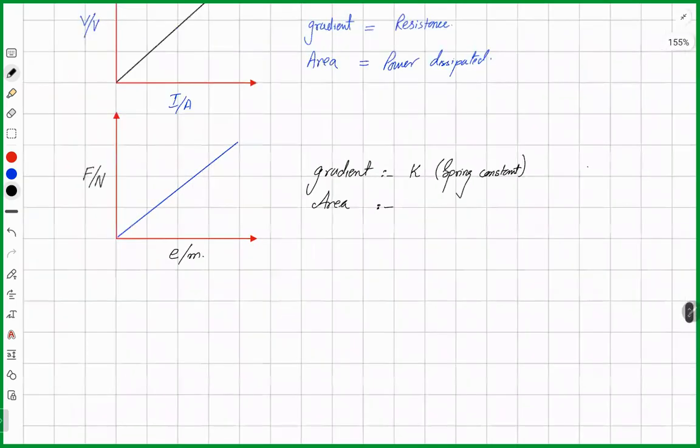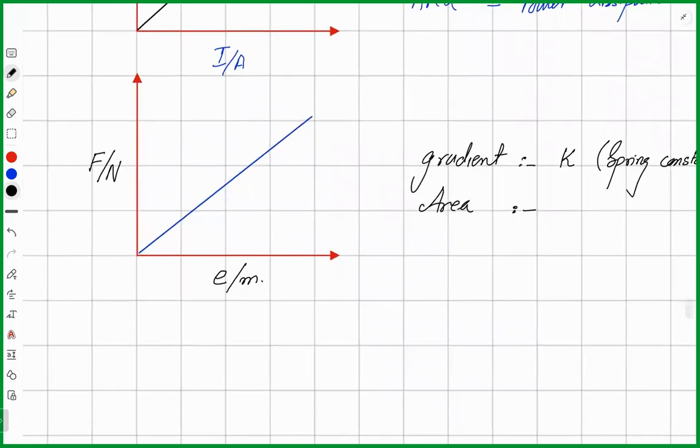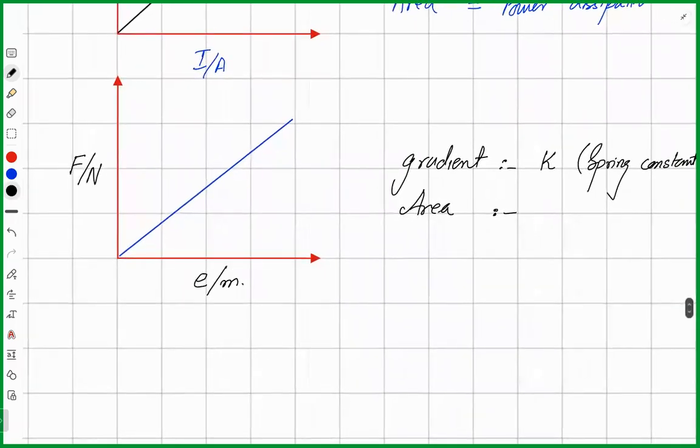And what will be the area? Remember, extension is an example of distance traveled, distance covered. Any ideas? Anyone? What do we get if we multiply force with distance? Work?